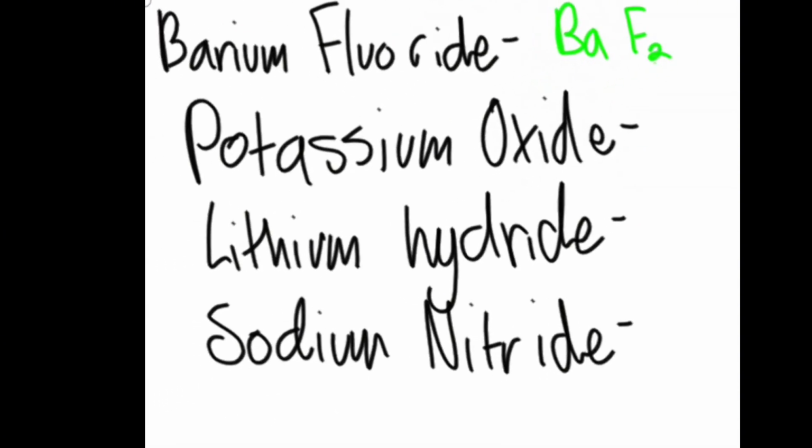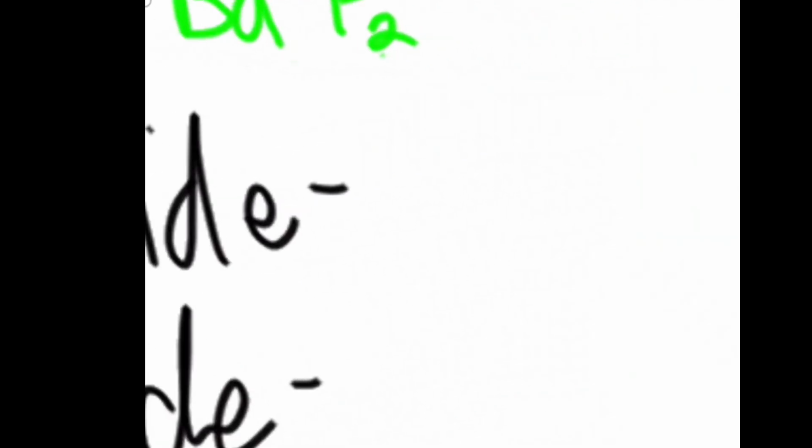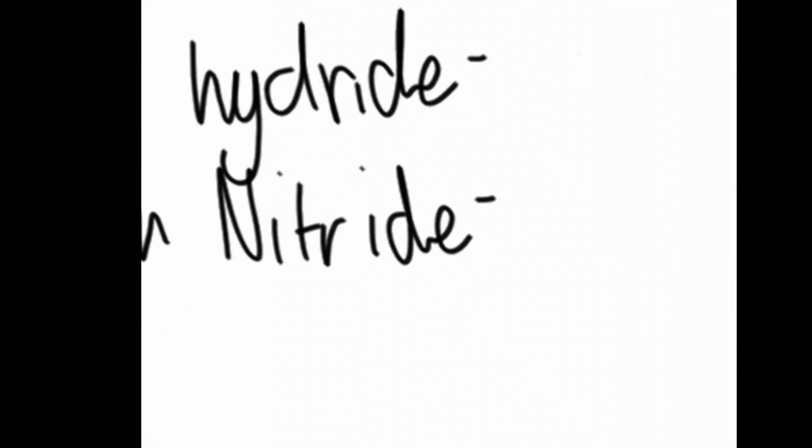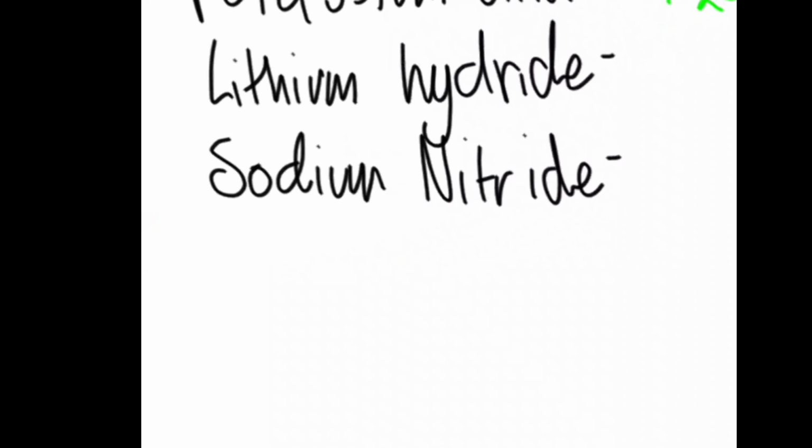Now to potassium oxide. Well, we know potassium is K, oh my lord. We know potassium is K and oxygen is O, but now we have a 1 charge for potassium and a 2 charge for oxygen. So all we're going to do is switch the charges, and potassium gets 2. Hopefully that makes sense to y'all. Alright.